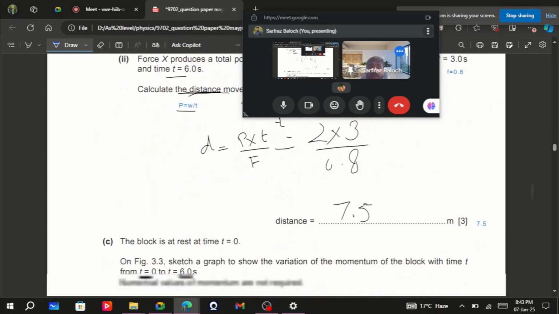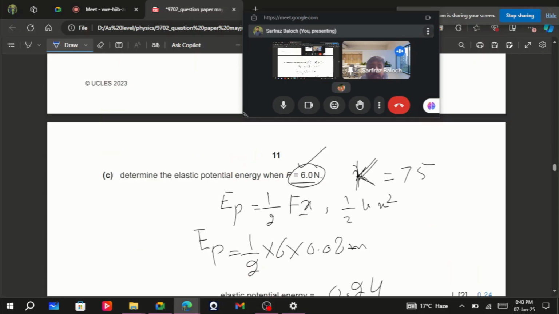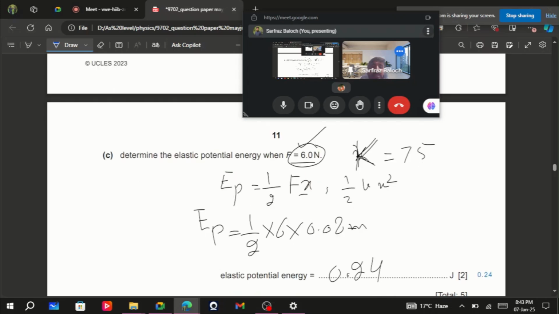Then we also do this thing, F is equal to kx. Hooke's law, nothing new. Again, elastic potential energy or strain energy. Remember one thing: elastic potential energy is similar to the strain energy.